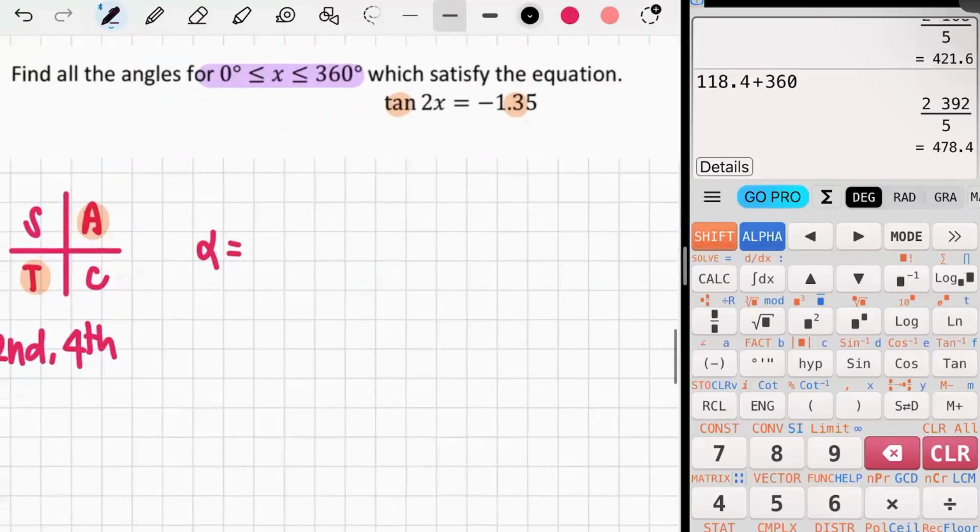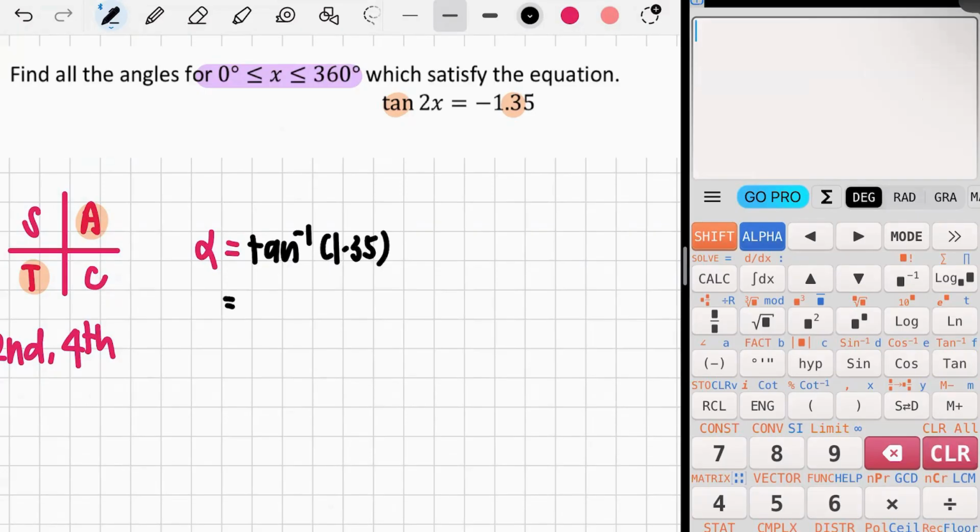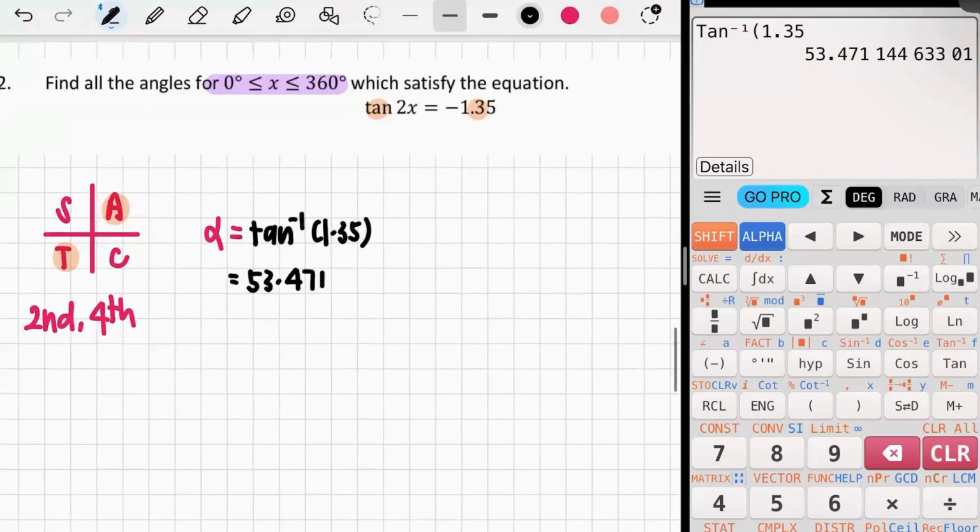You see, basic angle, you just remember, okay? Tangent inverse 1.35, not negative. Understand or not? Tangent inverse 1.35. Only take the positive one. So 53.471. So what I want you to understand is this is 2x, correct or not? So when I put in my 2x, okay, 2x over here.